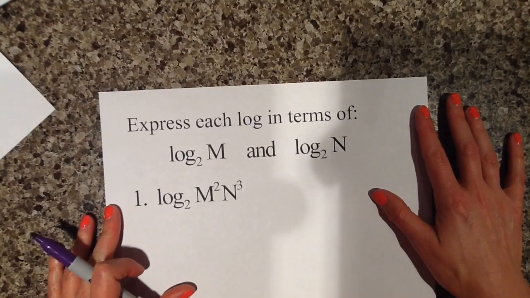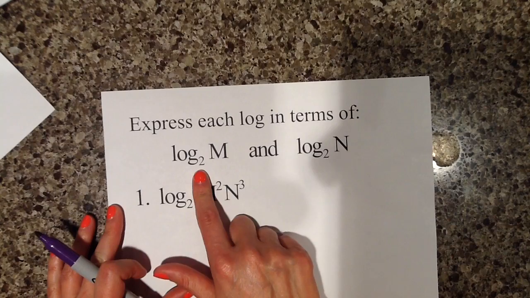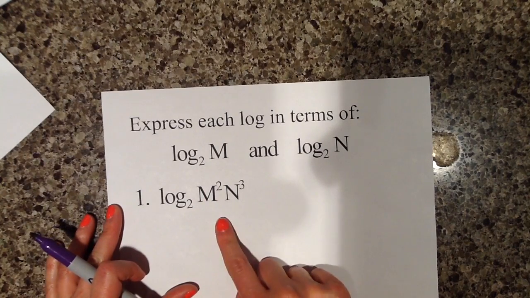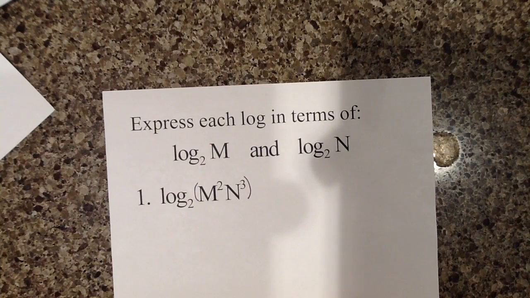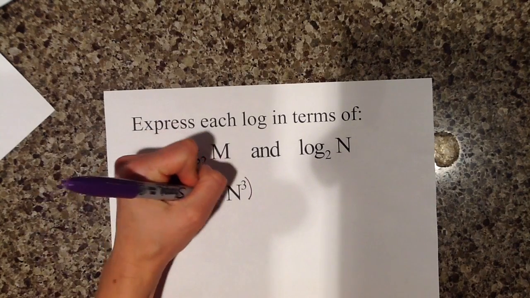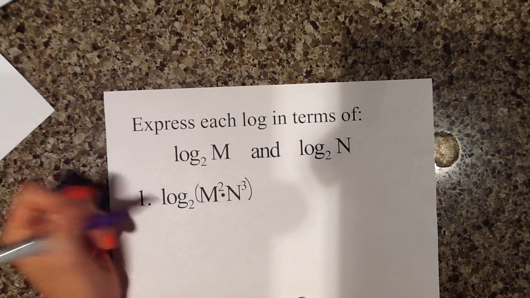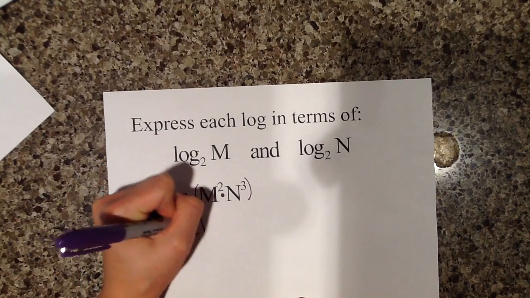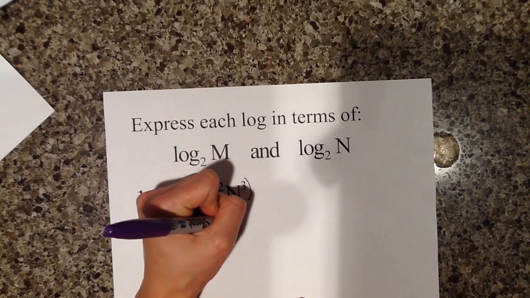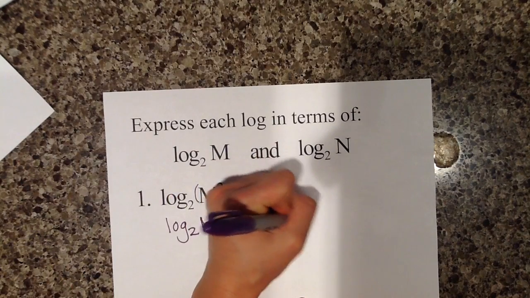For the first problem, we're going to express each single log in terms of the two logs, log base 2 of m and log base 2 of n. So here's our first problem. Again, remember, think of this entire thing right here as an input. Right now notice that we have a product, so I'm going to first use the addition property of logs. I'm going to make this become log base 2 of m squared plus log base 2 of n cubed.